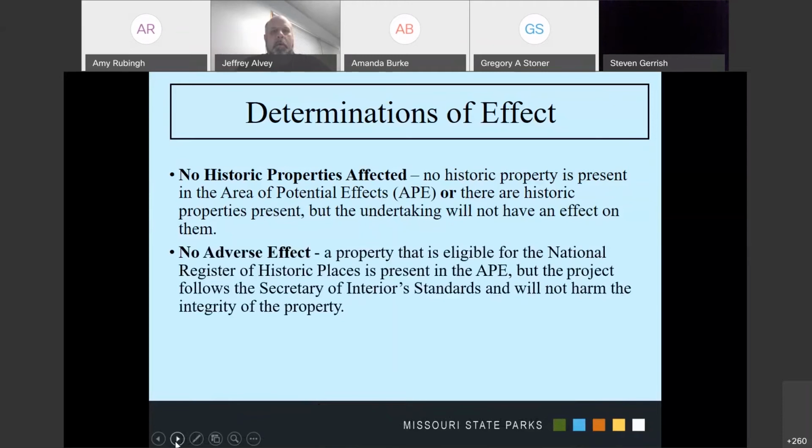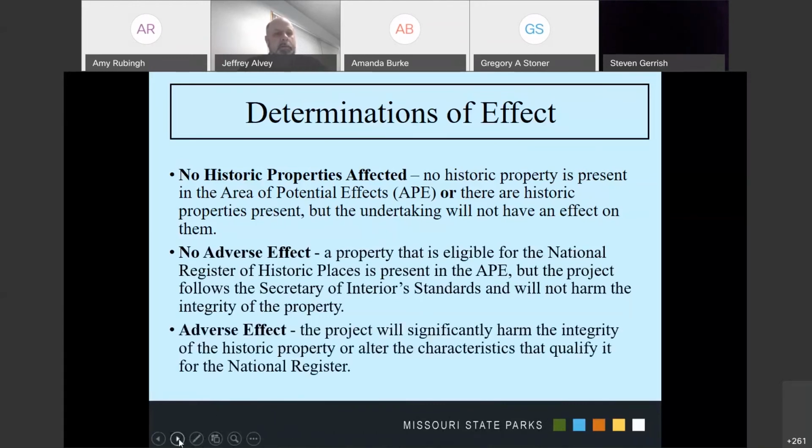The second DOE could be no adverse effect. This is when you have a property that is eligible for the National Register present in the APE, but the project is following the Secretary of the Interior standards, and it will not harm the integrity of the property. So basically, a National Register property is present in the project, but the project has been designed in some way so that the undertaking will have no adverse effect on that property, despite it being present.